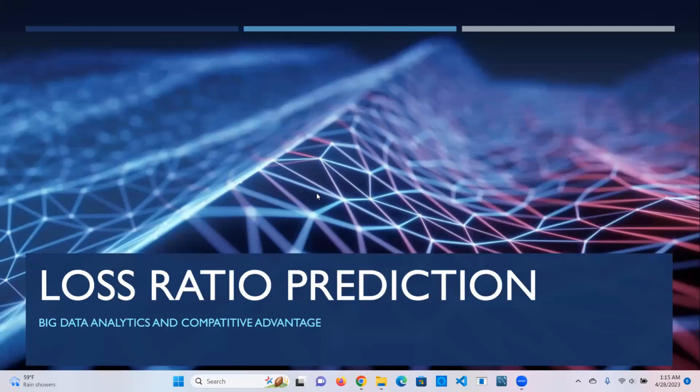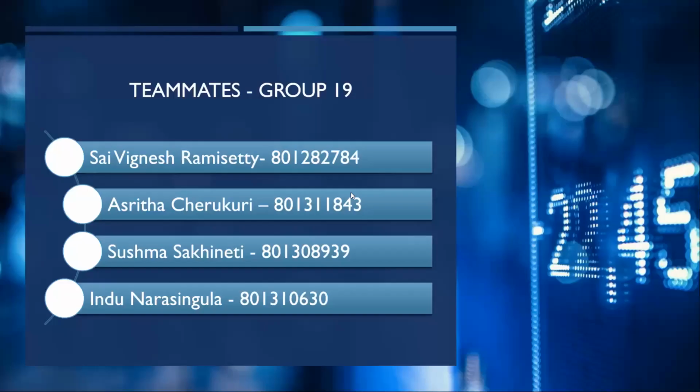So, hi, this is Team 19, and we are here to present our project about loss ratio prediction. This project is basically about developing a predictive model to predict the loss ratio for different portfolios of an insurance company. So, these are our teammates, myself, Vignesh Ramsetti, Shrita Cherikuri, Shushma Sakineti, and Indu.